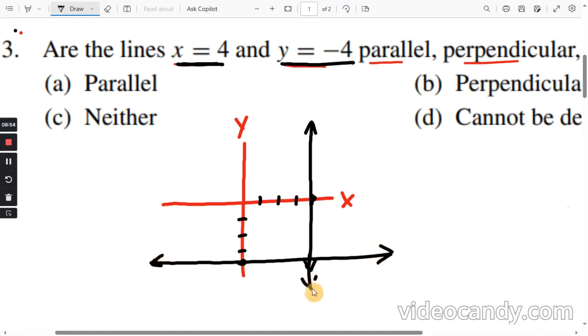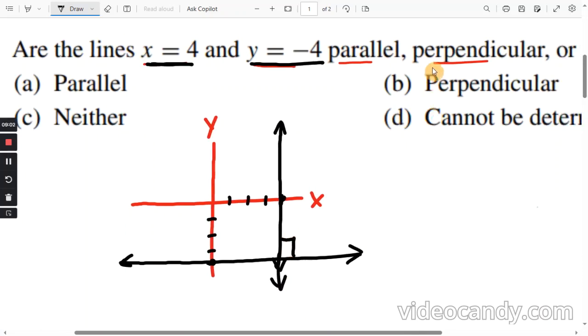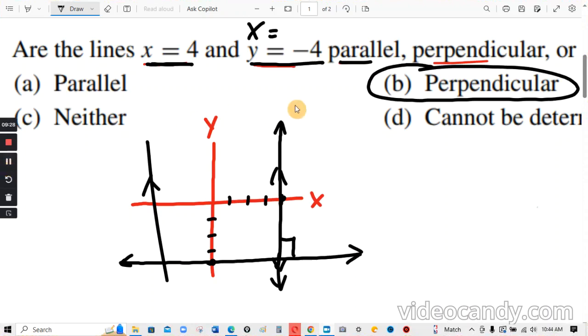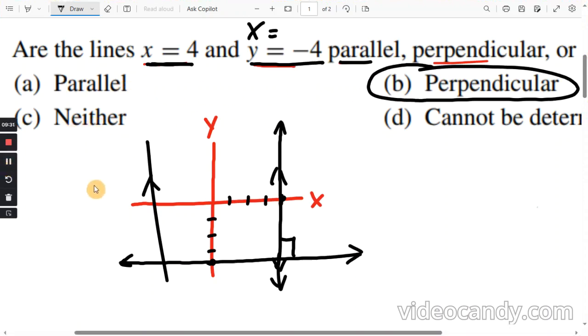All right, so from those 2 lines, you can see they make a right angle with each other. So that means they are perpendicular. If it was x equals 4 and x equals negative 4, one of them would be right here, and they would just be parallel to each other. Other than that, when they're parallel, they have to have the same slope. And if you can't prove parallel or perpendicular, then it's neither.